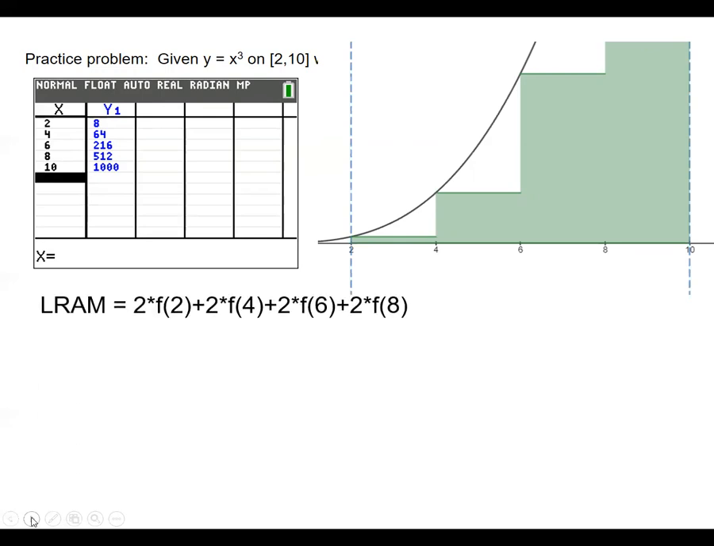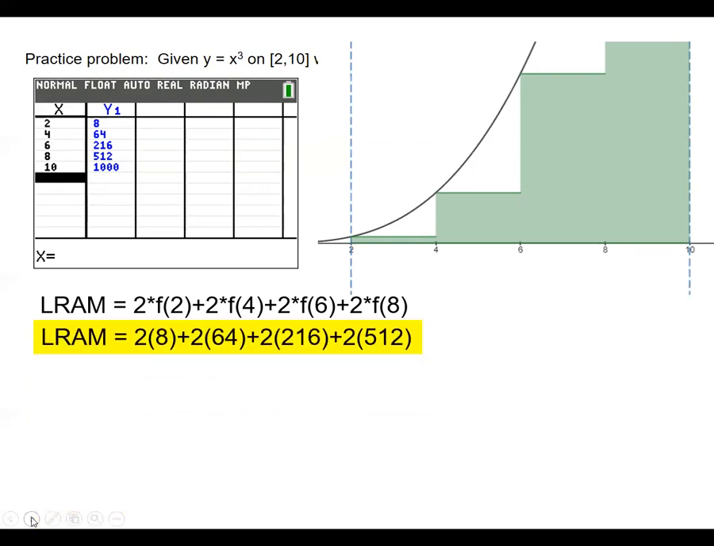So an LRAM is going to be a width of 2 times the value of the function at 2, plus a width of 2 times the value of the function at 4, and then the same at 6 and at 8. And then at that point, I'm just going to pull values from a table. And so 2 times 8, 2 times 64, 2 times 216, and 2 times 512. Notice I'm not using the 1,000 because that's on the right side of my last interval. I've got it there for later.